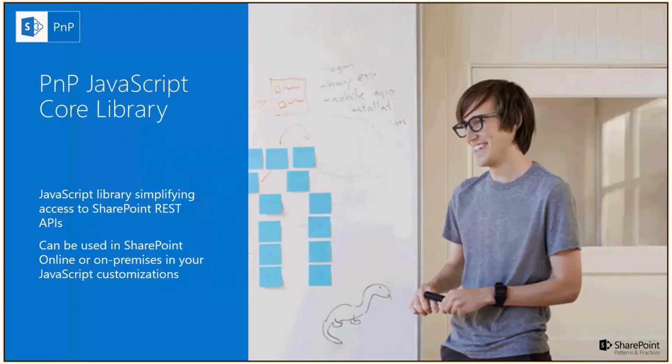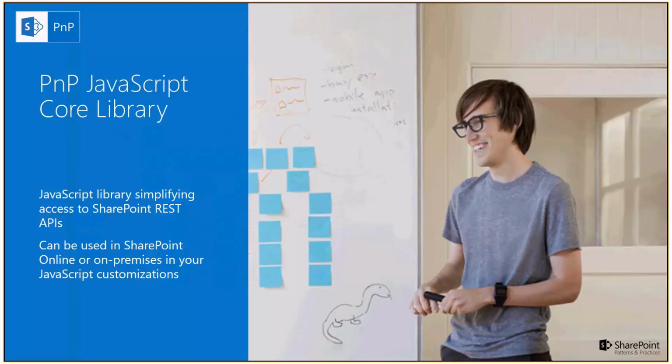The PnP JavaScript core library can also be used in SharePoint Online or in on-premises. So it actually is capable of understanding that it's being used in on-premises, and it is fully supported. It does not have a requirement for SharePoint Framework, so you can use the PnP JavaScript core library also in on-premises in classic JavaScript customizations as well.